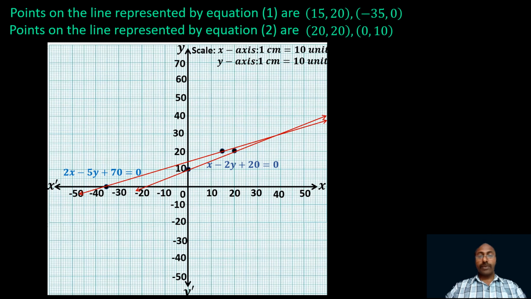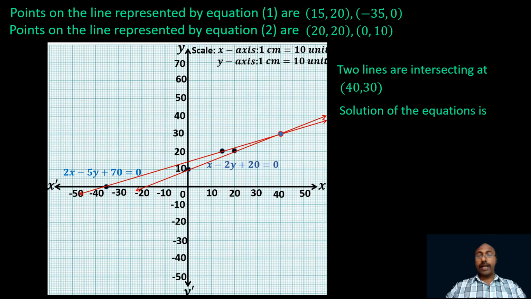Now we can observe that these two lines are intersecting at (40, 30), isn't it? So two lines are intersecting at (40, 30), and the solution of the equations is x equal to 40 and y equal to 30.